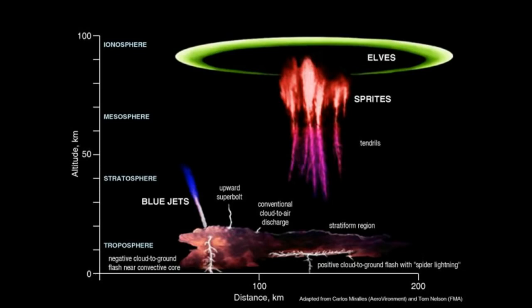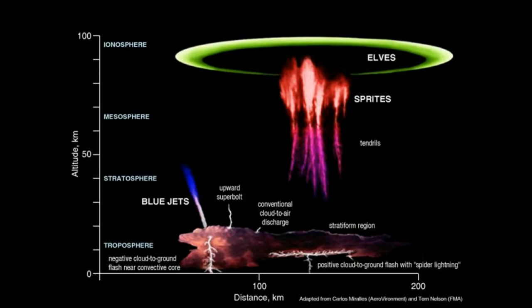Elves and sprites. Elves is a massive plasma discharge shaped as a 400 kilometer halo. I mean, what could cause a plasma discharge to flatten itself to a wide halo and dissipate in like a millisecond? Maybe something solid and transparent.